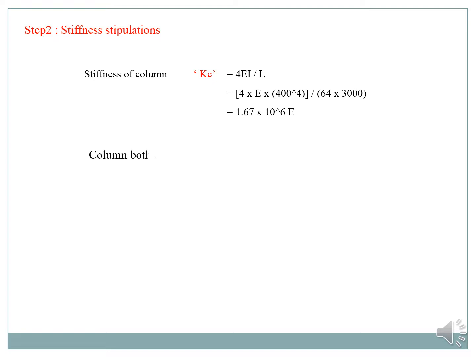So step number 2, stiffness calculations. Stiffness of column Kc is equal to 4EI by L. Here 4 is a constant, E is a constant. I is equal to pi D power 4 by 64, where D is the diameter of column. The diameter of column is given in our question as 400 mm, divided by 64, into 3000, which is the L value. So L is 3000 mm. Then it is 1.67 into 10 power 6 into E. Then, considering the column both at the top and bottom, Kc is equal to 2 into 1.67 into 10 power 6 into E.